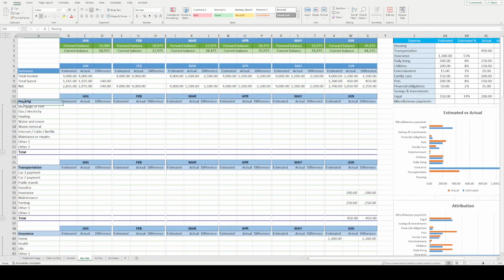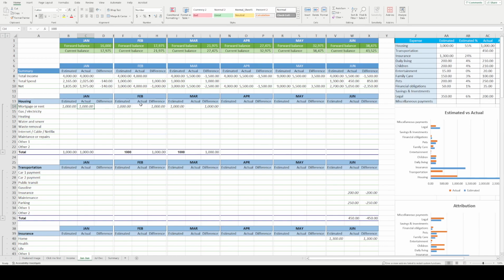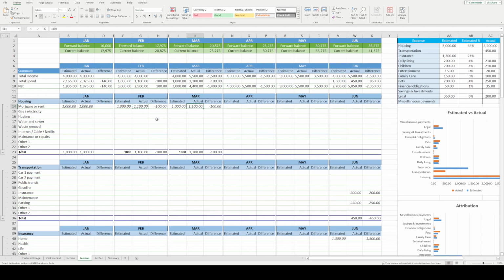So here we have our housing. So we estimate that we're going to pay 1,000 euros per month for housing. We're just going to do the first 3 months so we can illustrate it. And the first month we pay 1,000. This one we paid, they increase it to 1,100, and then it stays on 1,100. Let's say they jump with 10%.